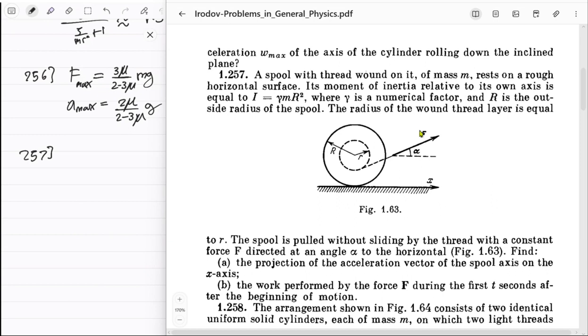Is F somehow bigger than mg? If it's bigger than mg, it's going to go up. Then there's no normal force. It cannot have a normal force. But that would just mean it's, oh, it's case-wise or something like that. The work performed by force F during the first t seconds of the beginning of motion.